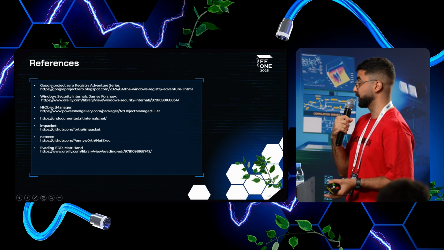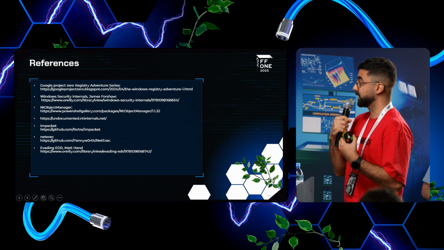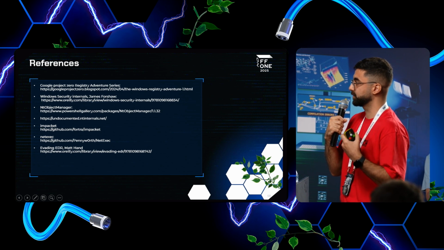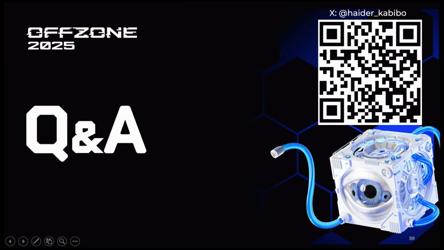And I really want to mention the references. There are a lot of great books here, and Google Project Zero has a great series about the registry, six parts, and also two books. One is called Windows Security Internals by James Forshaw, and the other is about evading EDR by Matt Hand, also recommended. And thank you for listening.